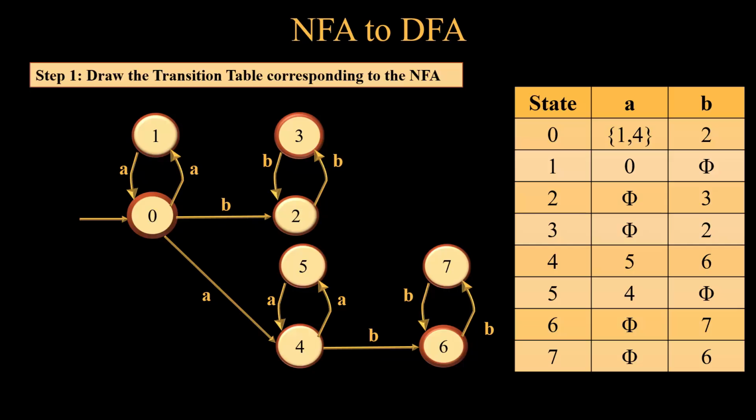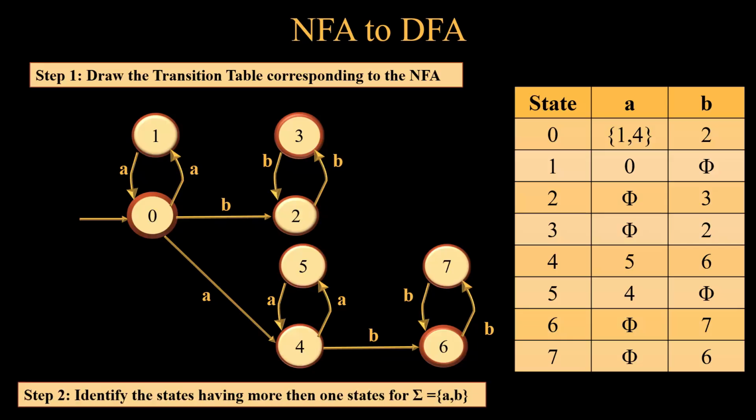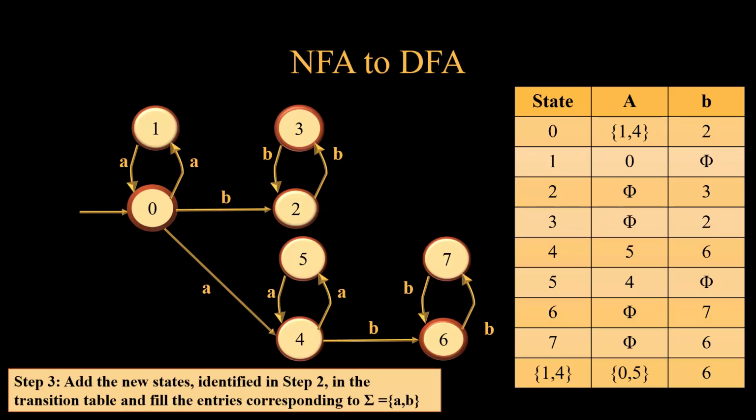The first step for conversion of NFA to DFA is to draw the transition table corresponding to the NFA. So we have drawn the transition table on the right side. Identify the states having more than one state for sigma equal to a, b. So we have one such state, that is 1,4. Now the third step: we add that state identified in step 2 to the transition table and fill the entries for a, b for 1,4. When we fill in, 1,4 on a gives us 0,5, and 1,4 on b gives us 6.